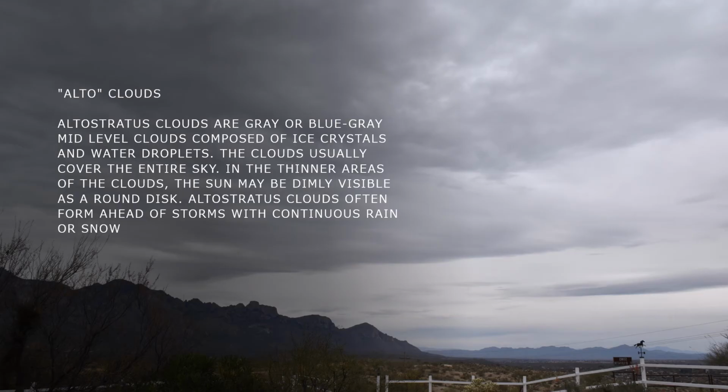Alto clouds. These are the middle clouds. Alto stratus clouds are gray or blue-gray, mid-level clouds composed of ice crystals and water droplets. The clouds usually cover the entire sky. In the thinner areas of the clouds, the sun may be dimly visible as a round disk. Alto stratus clouds often form ahead of storms with continuous rain or snow.